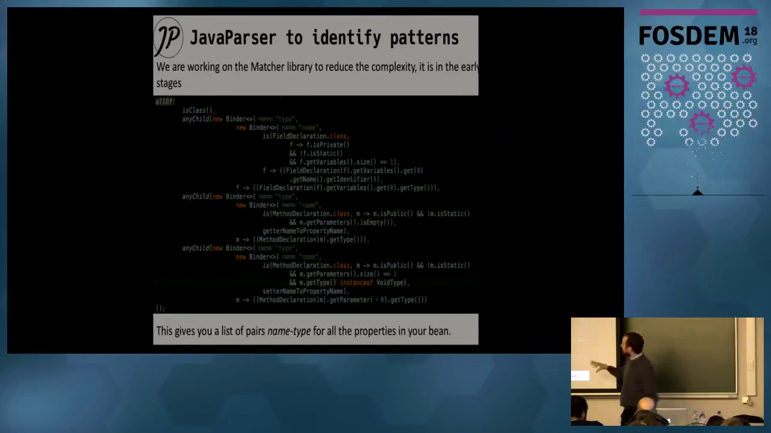Now, there are other things that we are planning for the future, and probably you are not going to read this, but it doesn't matter, because this is just to show an example of a matcher library we are experimenting with. This piece of code is able to identify properties in a Java Bean. So it's able to find the triplets of a field declaration, a getter, and a setter, and return you all the matches, giving you the name of the property and the type of the property. So this kind of library could be very useful to recognize patterns in code.